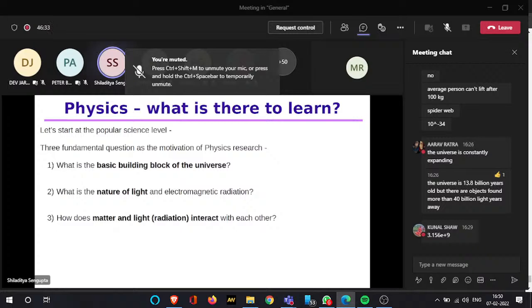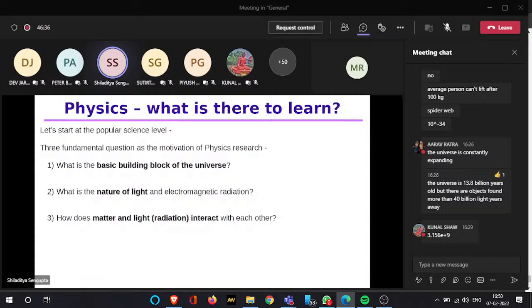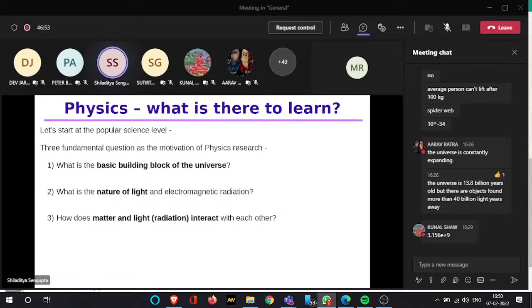And the third question is obviously this. You divide the universe into two parts: one is matter and one is electromagnetic radiation. And quantum mechanics says that at the fundamental level, massive particles like electrons and the elementary particles that compose matter, and the elementary particle of light, that is the photon, behave in the same way.